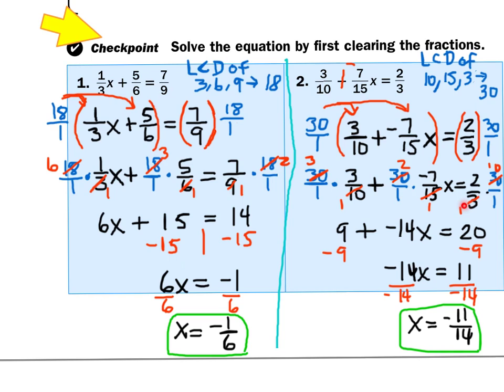Start at the denominator. 3 goes into 30 10 times. 10 times 2 gives you 20. So this whole thing becomes 9 plus negative 14x equals 20. And now you solve it like a regular two-step equation. Subtract 9 on both sides of the equal sign. So that gives you negative 14x equals 11. And then divide both sides by negative 14. So that gives you x equals negative 11 over 14.